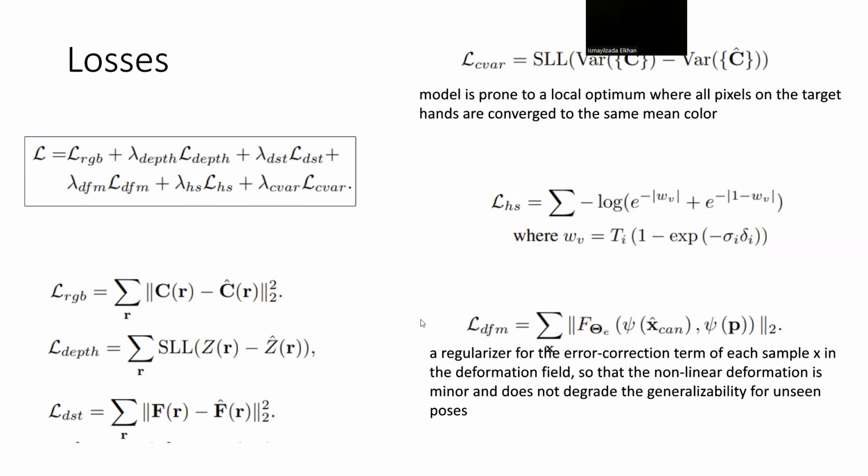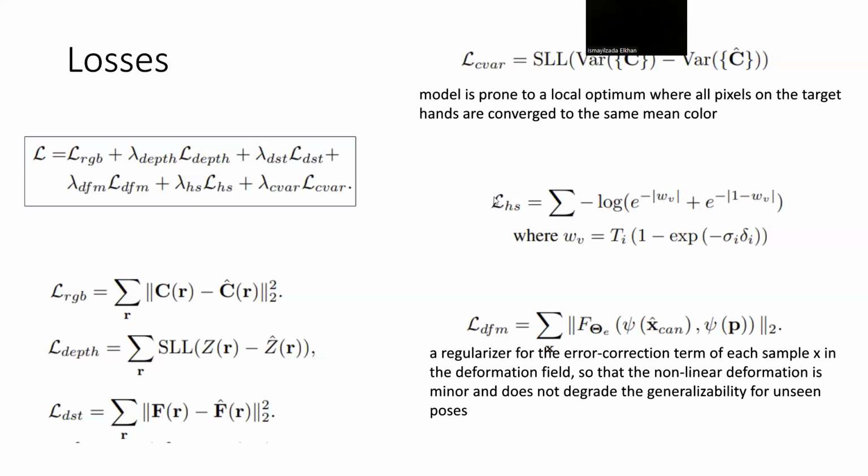And then over here, we find a loss for the variance of the C, because what the authors say is the model is prone to a local optimum where all the pixels on the target converge to the same mean color. So they take a variance-based loss here.